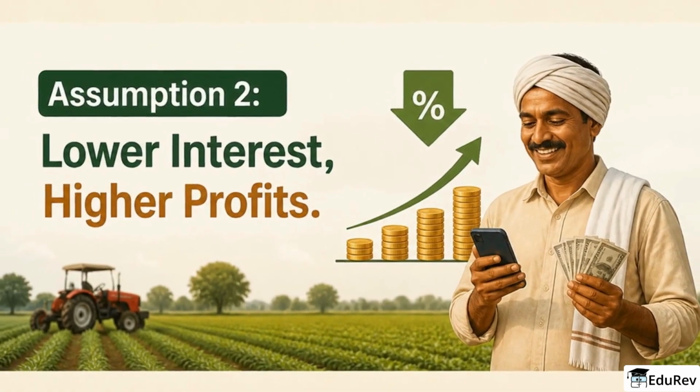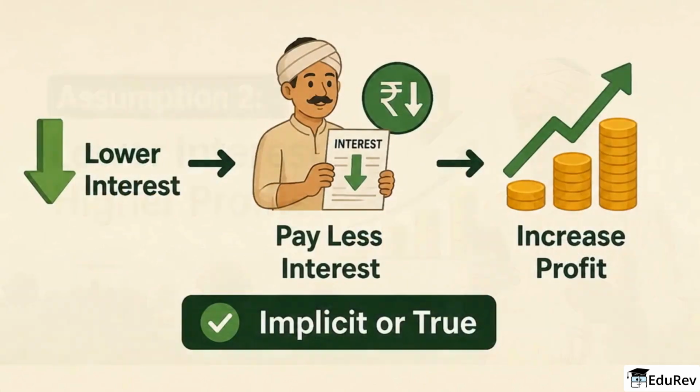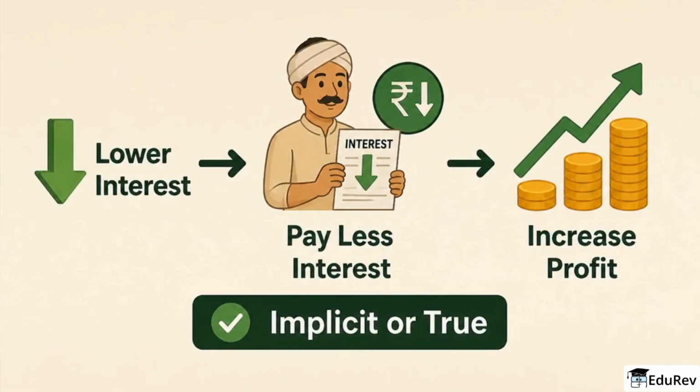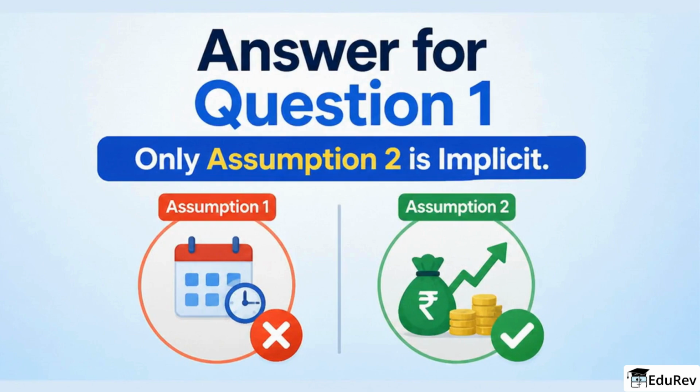Assumption 2 says, this will help farmers pay less interest and increase profits. This follows logically. Lower interest means farmers pay less interest, which can increase profit. So this is implicit or true. Answer for question 1. Only assumption 2 is implicit.